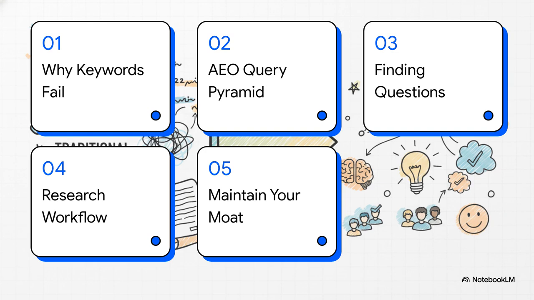Okay, let's dive into this masterclass blueprint. Here's exactly what we're covering: why keyword research fails, the AEO query pyramid, finding real questions, the research workflow, and finally, maintaining your moat. Let's get right into it.